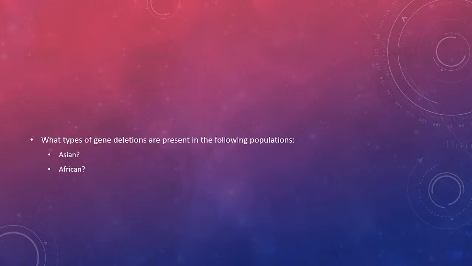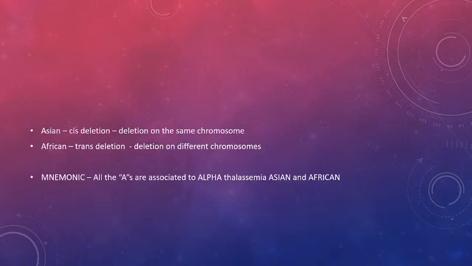Okay? So what are the types of gene deletions in the following populations? For Asian and African, it's different. There are several types of deletions. We have your cis and your trans deletion. Cis and trans doesn't usually just apply to a person's sexuality, but it actually applies in genetics as deletion on the same chromosome.